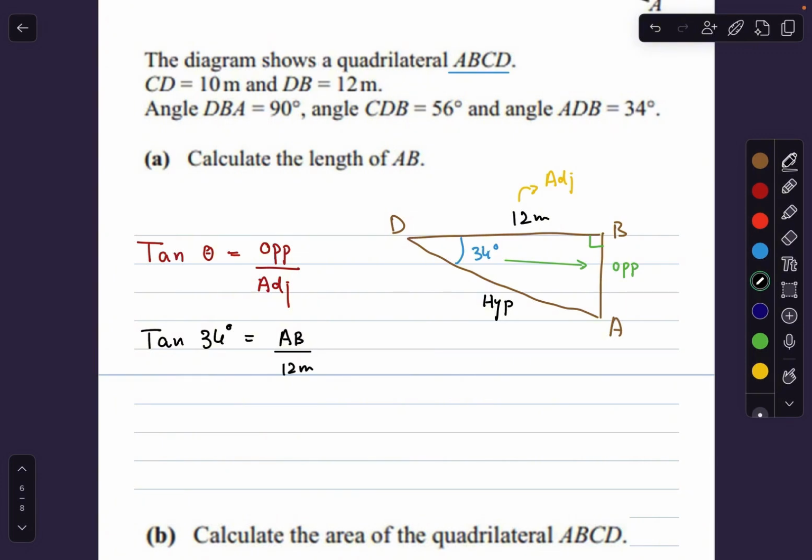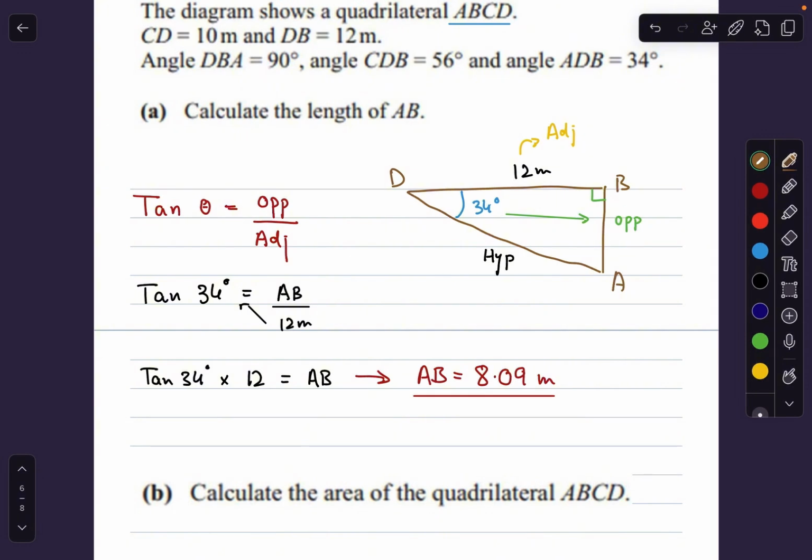Now we'll be solving it for AB, taking this 12 to the other side and multiplying with the tan of 34. So tan of 34 degrees times 12 equals the length of AB. You can use your calculator, tan of 34 degrees times 12. After multiplying all this, what we'll get here is AB equals 8.09 meters, and we can just give it to two decimal places, so that would be your answer for AB.